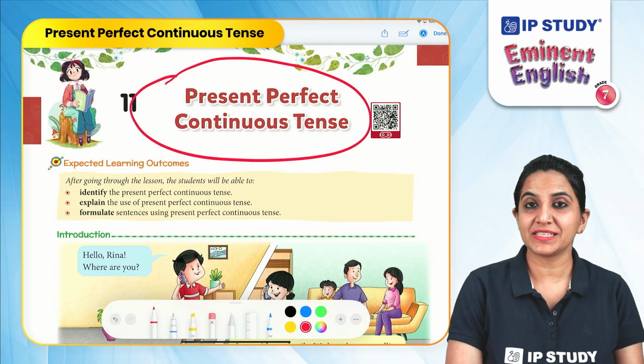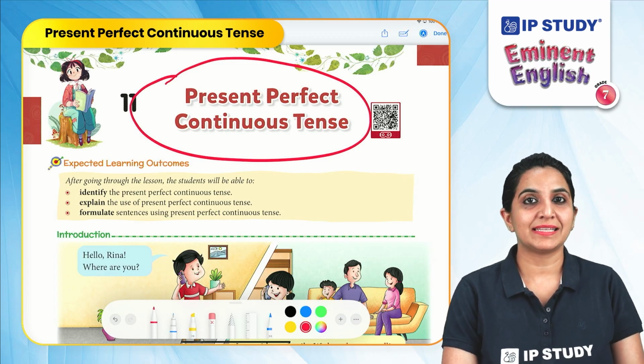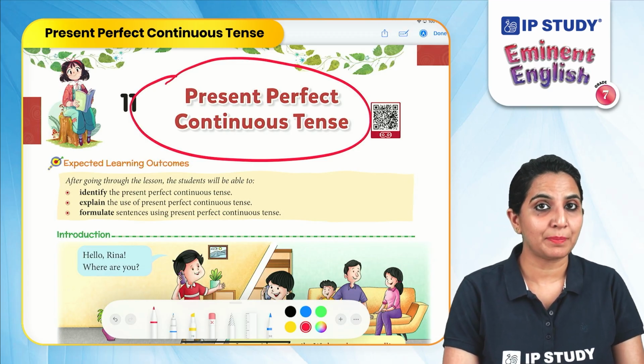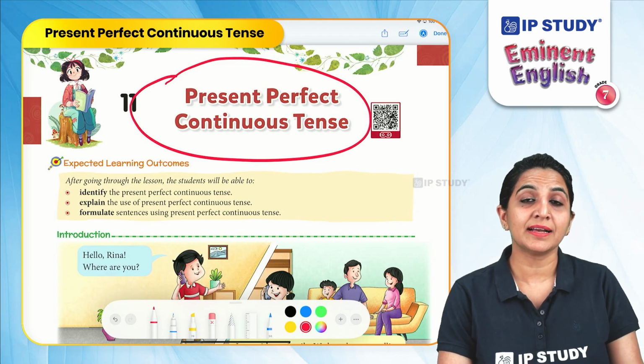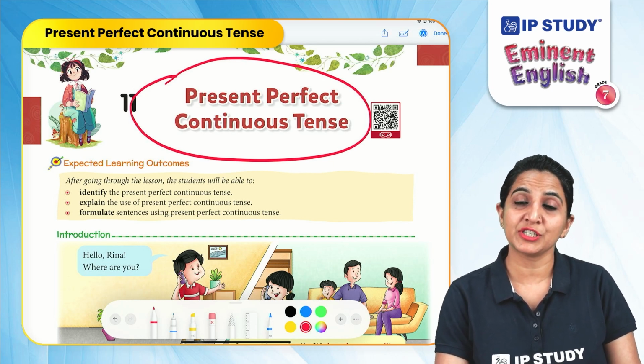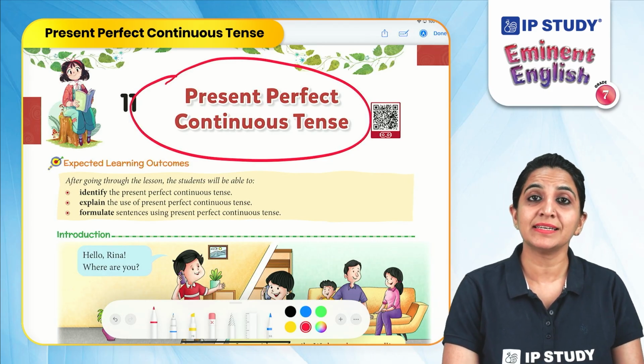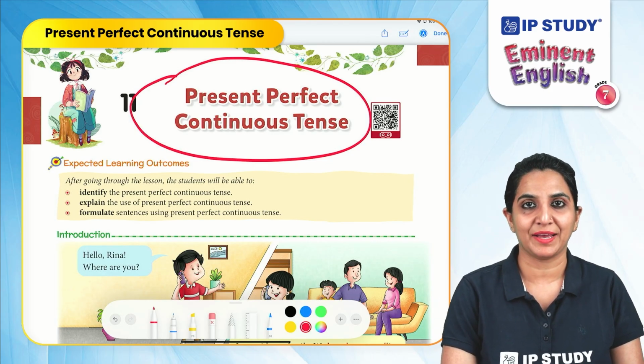Today we will explore the world of tenses. Today's topic will be present perfect continuous tense. Now what is a present perfect continuous tense? They are those tenses which started in the past but are still continuing in the present. That means the actions which have been already started in the past but are still connected to the present time.